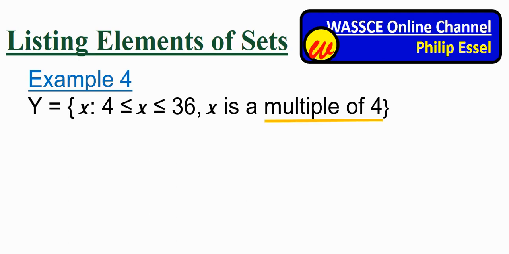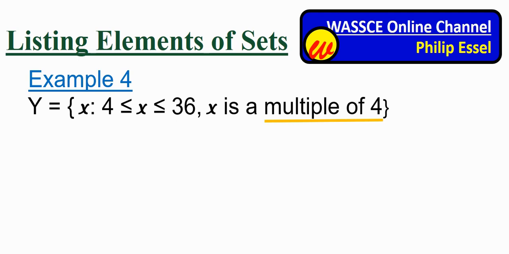Also, the x is greater than or equals to 4. X is also less than or equals to 36. What this means is that the members of the set y are multiples of 4 which are greater than or equals to 4 and less than or equals to 36.